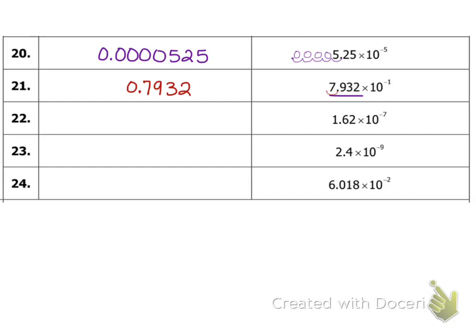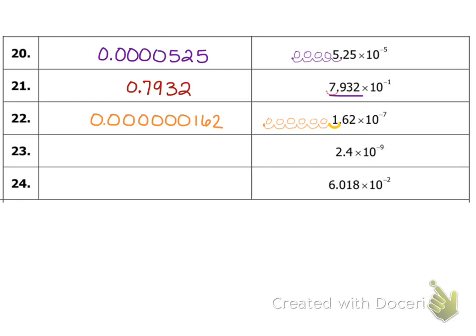or 7,932 ten-thousandths. Number 22, we need to move the decimal point 7 times to the left. And be careful when you fill in those placeholder zeros. If we move this decimal point 7 times to the left, we only have to put in 6 zeros, because notice that first move that we do from here to here doesn't require that we add a 0. So writing that in standard form would be 162 billionths.